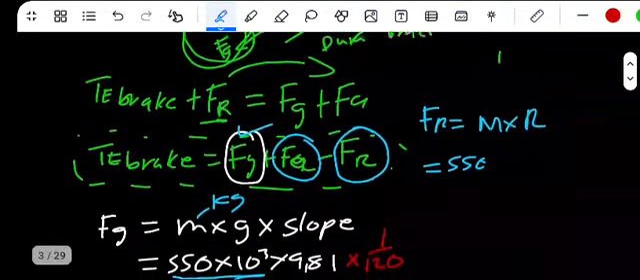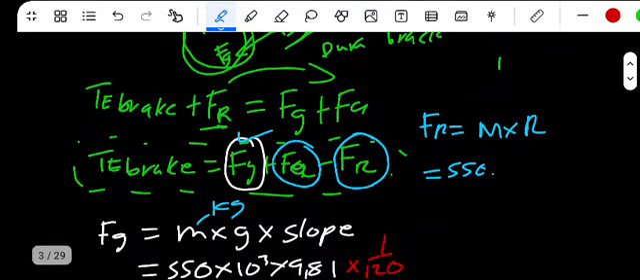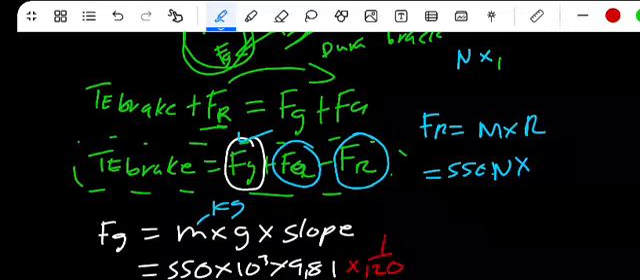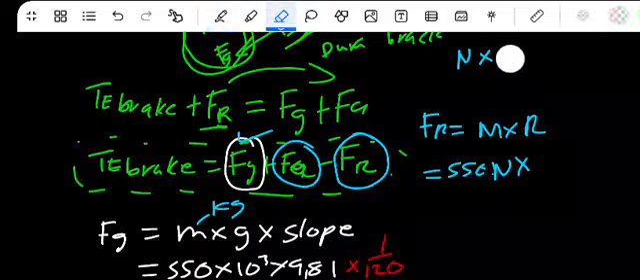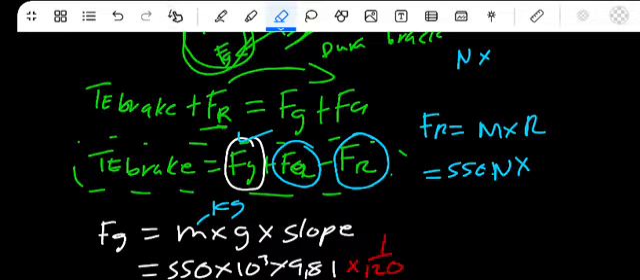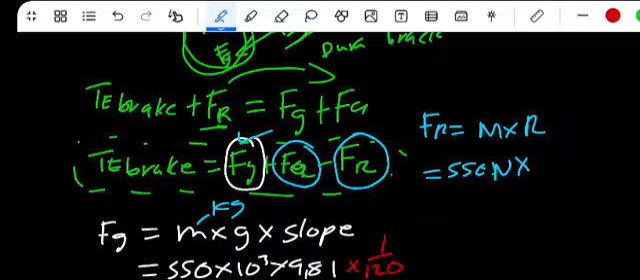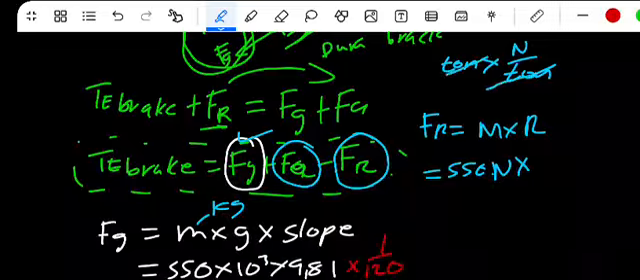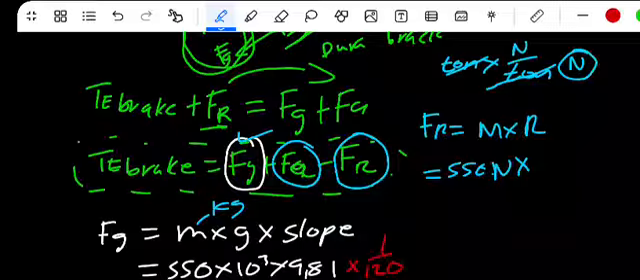But now for the mass here, I will just substitute it in tons, because I'll say tons multiplied by the rolling resistance, which is given in Newton per ton. The tons will cancel, and we'll be left with newtons, which is good, because force is measured in newtons.